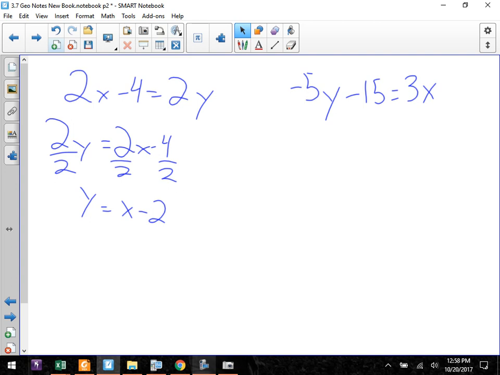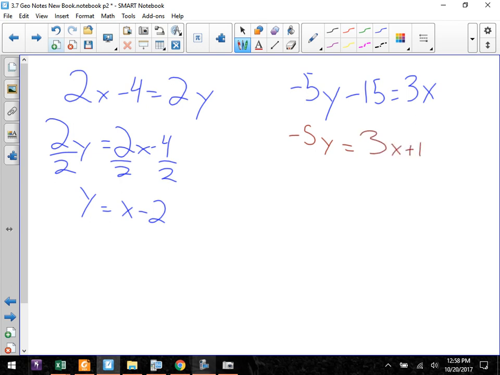Negative 5y minus 15 is 3x. What are you going to do first? Add the 15. Yeah, it's to get y by itself. Very good. Remember, your goal here, guys, is to get the y value by itself. So we start by moving everything else. How do I move a negative? Then what? Divide by the negative. Okay. So you get y equals what? Negative 3/5. Very good.